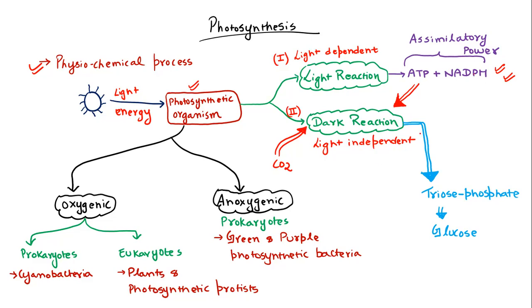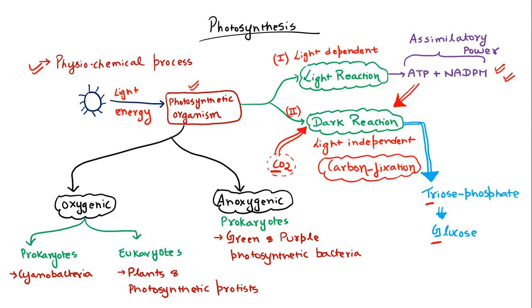Now, in the dark reaction, the assimilatory power of the light reaction is being used up, and the CO2 may be absorbed from the atmosphere. And ultimately, the carbon available in CO2 is converted into the triose phosphates followed by the glucose. In some cases, and especially in case of plants, we may call this particular procedure the step of carbon fixation. So carbon fixation can also be another alternative word which can be used for the dark reaction.